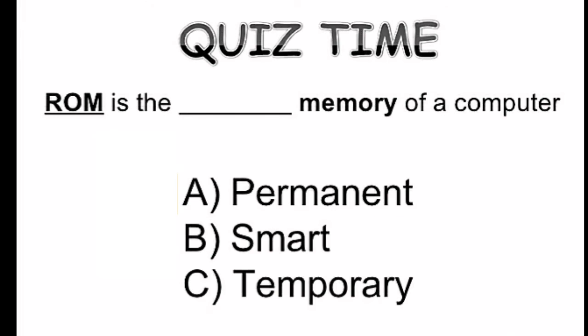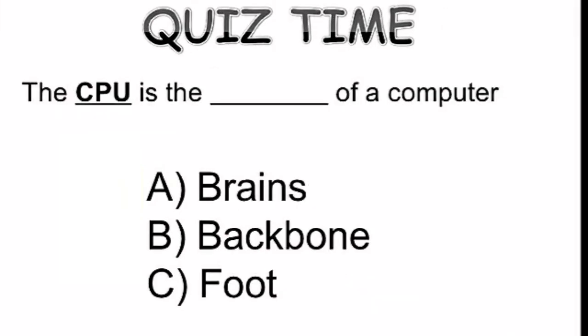Second MCQ, ROM is the dash memory of a computer. Permanent, smart, temporary. So ROM is a permanent memory of a computer. Third one is, the CPU is the dash of a computer. Brain, backbone, or foot. So the right answer is brain. The CPU is the brain of a computer, like the brain of a human body.